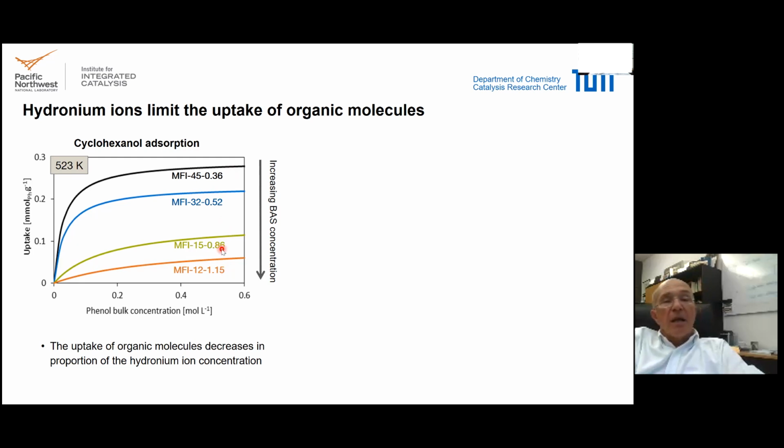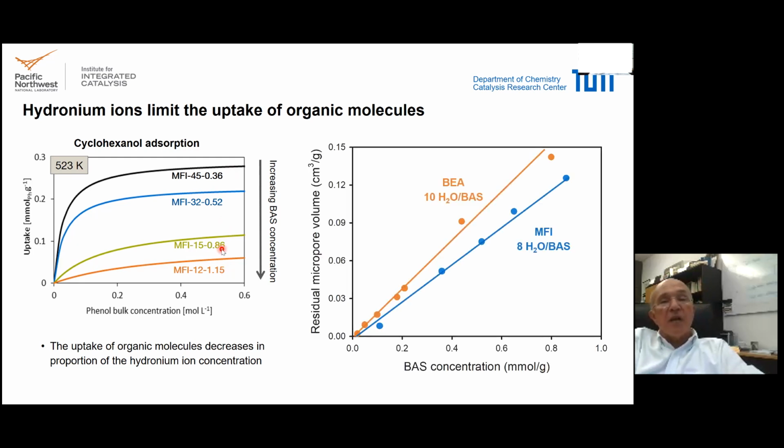We can compare this with two different zeolites, and we see clearly that the residual micropore volume and the amount of water per Brønsted acid site under these conditions are 10 for beta and about 8 for MFI. So we have very predictable environments, and I can give you other zeolites, but that would go too far for this lecture.